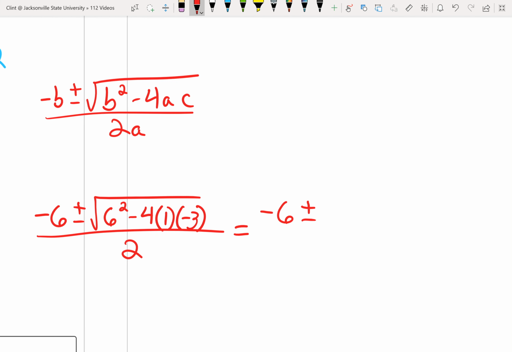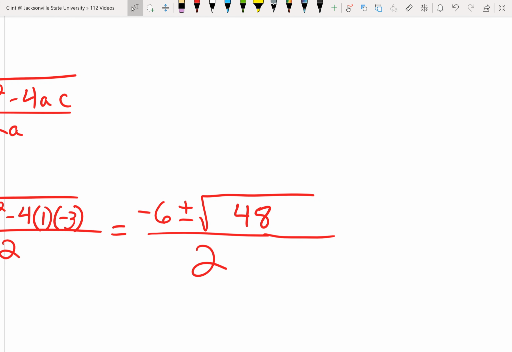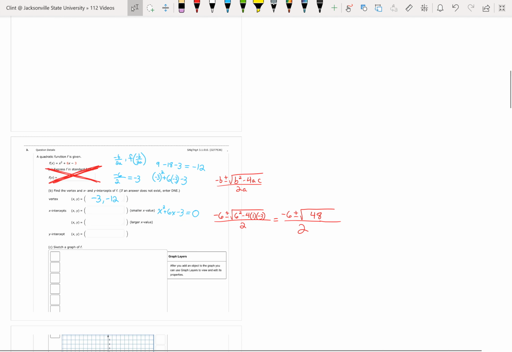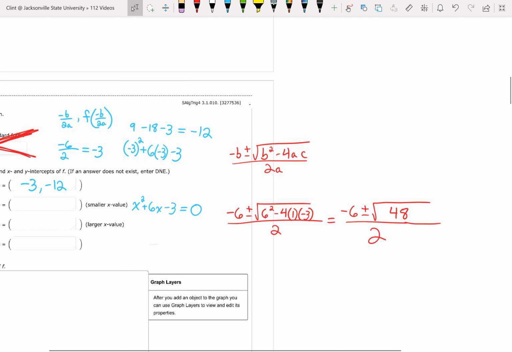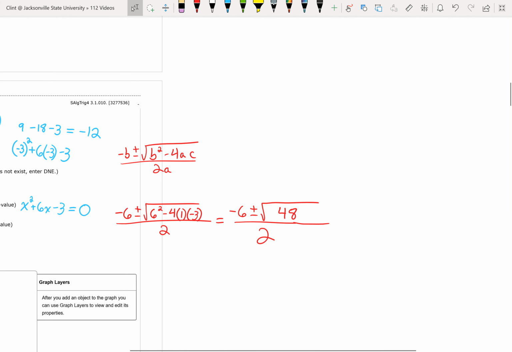Negative 6 plus or minus. See, what do we get under here? So 6 squared is 36 plus 12, because negative 4 times negative 3 is positive 12, so this is going to be 48, over 2. So we're not going to get a nice clean number here. Let's see, does it tell us we can use decimal places? Okay, so I'll try not to give you one this ugly.